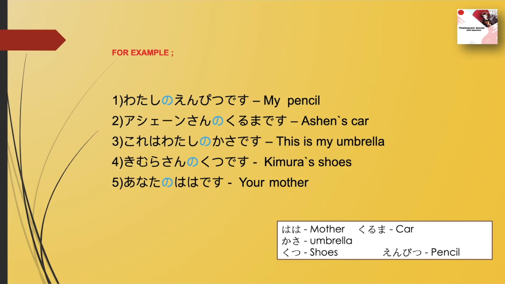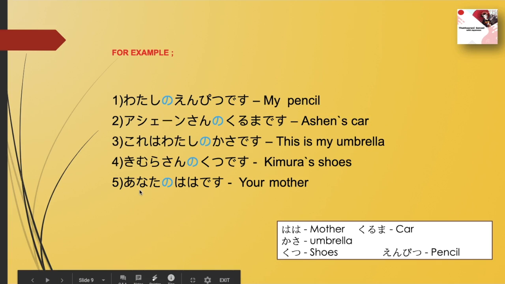Okay, the fourth example is Kimura's shoes. Here we are writing that using hiragana characters. So we are saying Kimura-san no kutsu desu, right? Kimura means Kimura the name, and we have san to represent Mr. or Mrs., and we are having no to convert that into a noun, and after that we have kutsu desu for shoes.